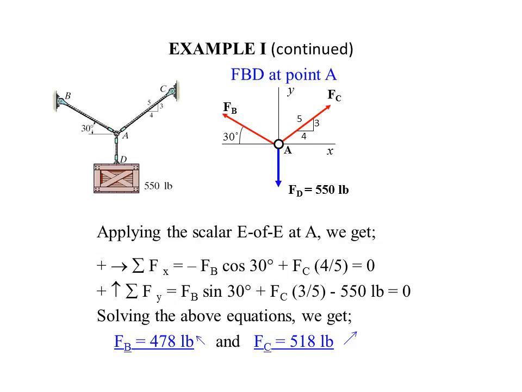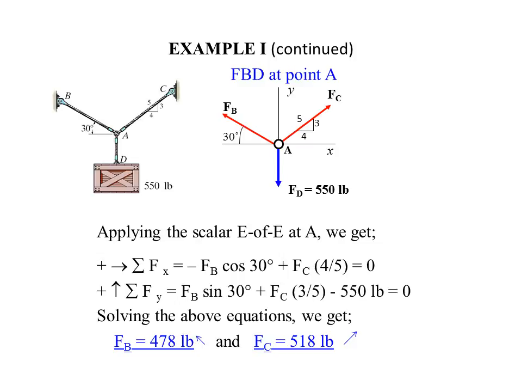Then we have our equation that comes from summing the forces in the y direction. So we sum the forces in the y direction to get FB times the sine of 30 plus FC times 3/5, that's the sine of the angle on the right, minus the downward directed force of 550 pounds. We have two equations with two unknowns. When we solve the equations in this case, we get FB is 478 pounds and FC is 518 pounds.